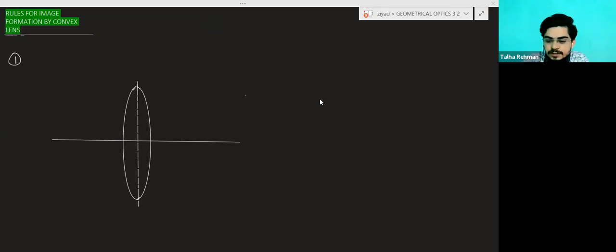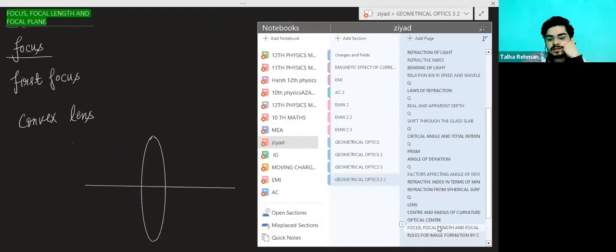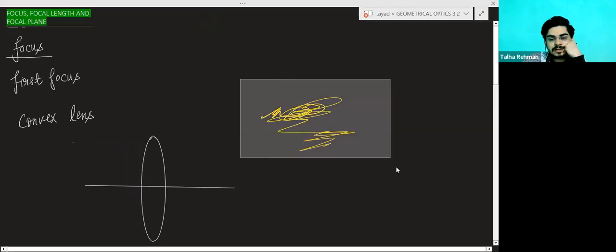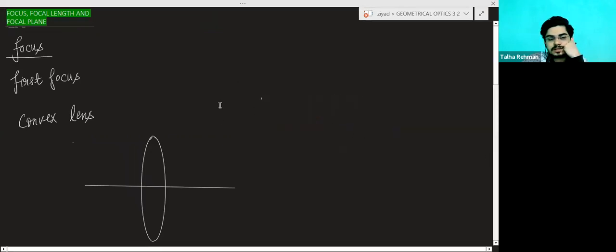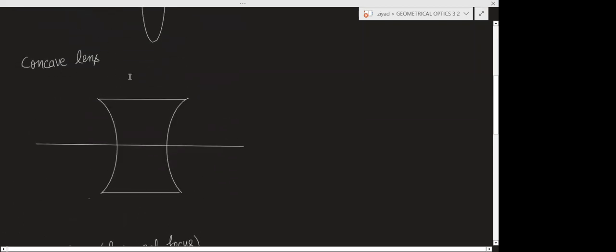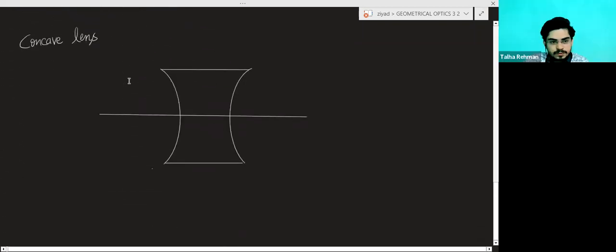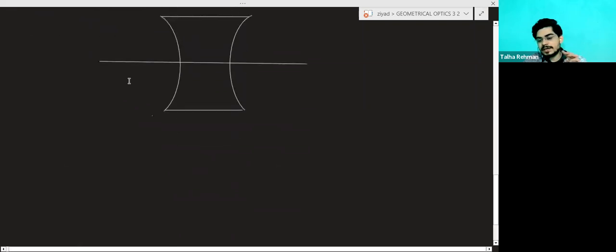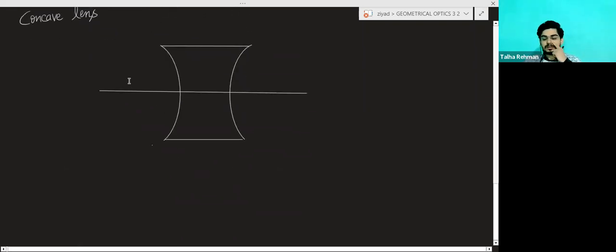We were discussing the convex lens. In the last class, we discussed what is the focus of the convex lens, what is the focus of the concave lens, and after that, I told you what is the focal plane.